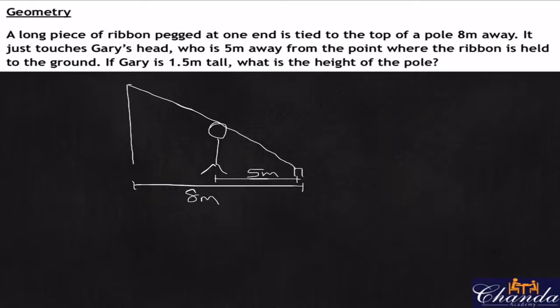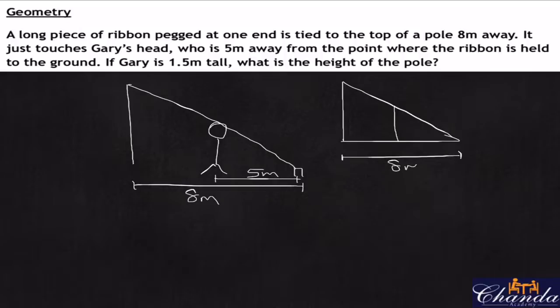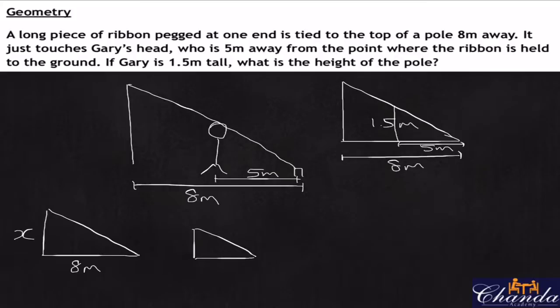Okay, so if I was to draw these out a little bit more neatly, that's what it would basically look like, right? So that's 8 meters for this entire bit there. That's 8 meters. And this is 5 meters. While Gary is 1.5 meters tall. So as you can see, guys, these are two different triangles that we are working with. So one has x in it because that's the height of the pole that we need to find, while the distance is 8 meters. And the other one is 1.5 meters tall with a base of 5 meters.